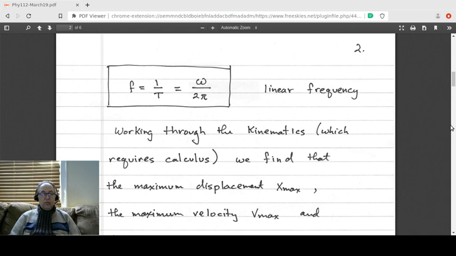I just wanted to make sure that was clear, in case you're wondering why we have these two frequencies. Well, f, the linear frequency, is something that's measured easily in the lab, but omega, which is equal to 2 pi over capital T, is used in the mathematical equations. And so, that's the first point.